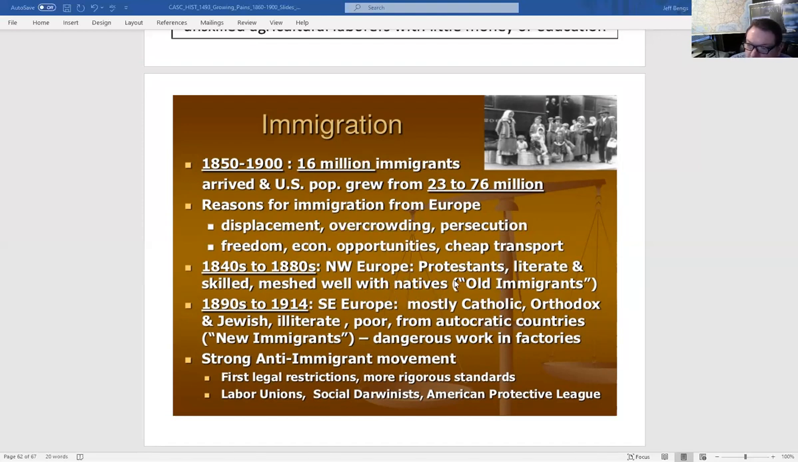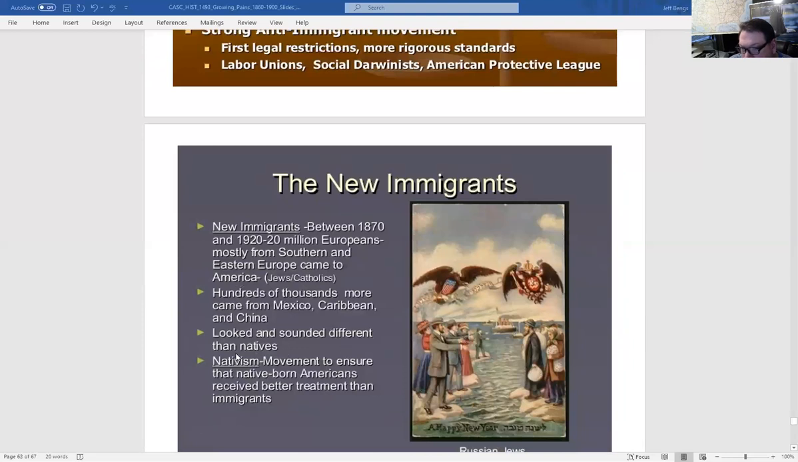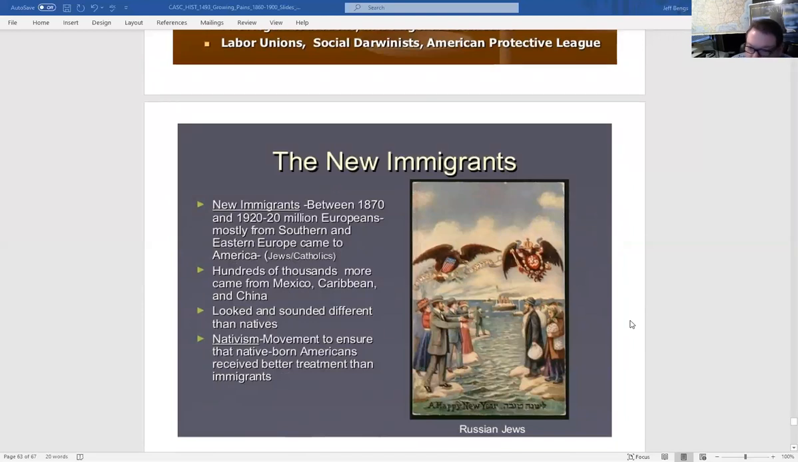These natives were very anti-immigrant, and they are called nativists. It's a movement called nativism, which ensures that natural-born Americans received better treatment than immigrants. And for the most part, Americans still believe that way today. That's why our current president has been very popular with half the country, because he seems to be doing what he said he would do, and that would be to put America first.